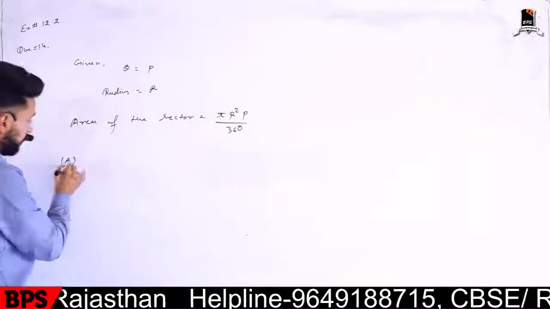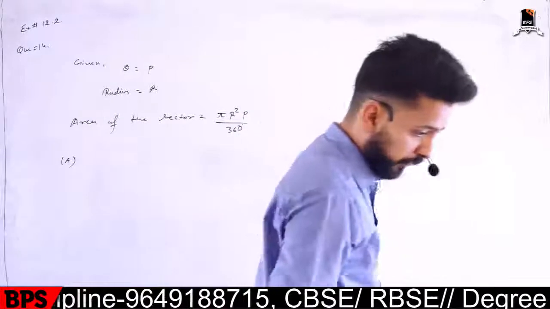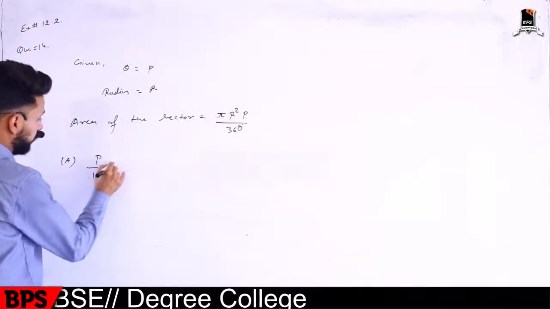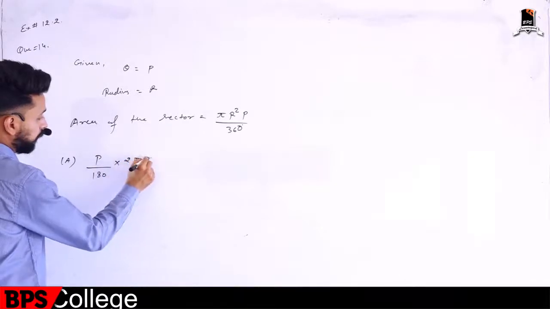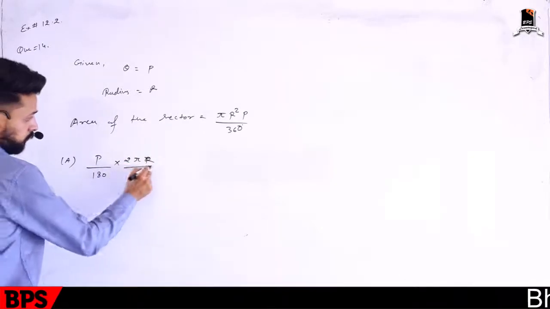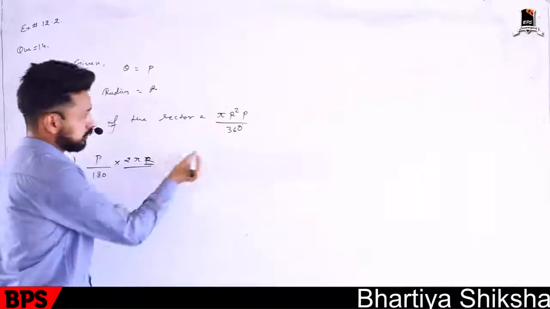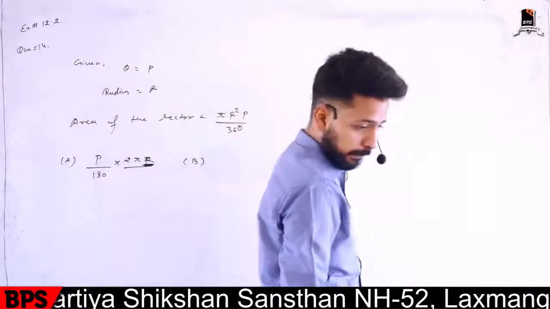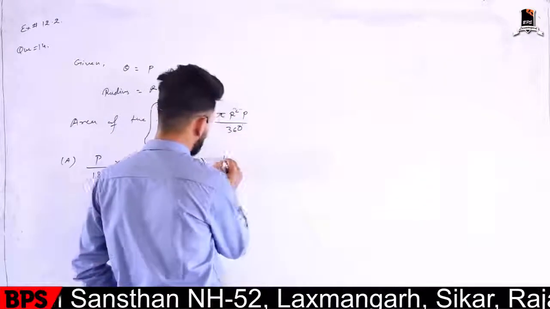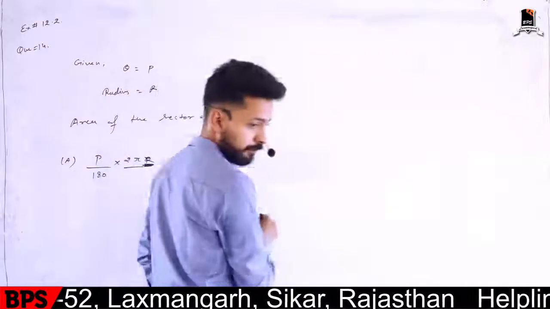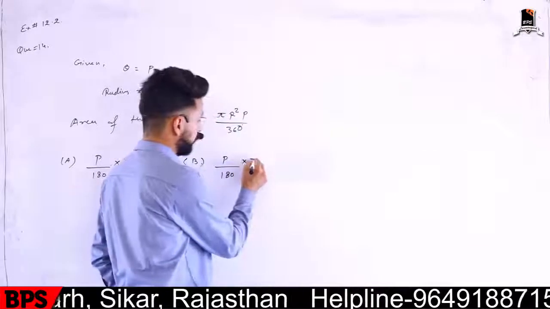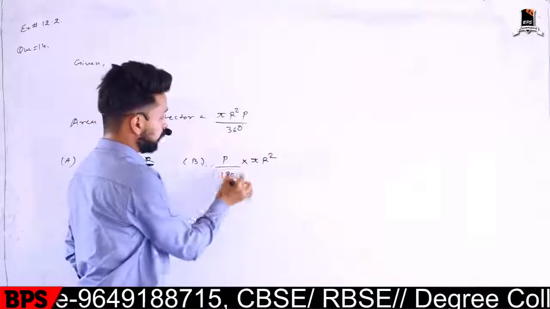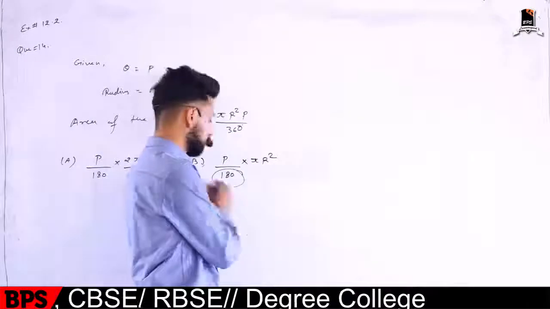First, option A: P upon 180 into 2 pi r. That is the wrong answer because r is not squared. Option B: P upon 180 into pi r square. That is also a wrong answer because it has 180.